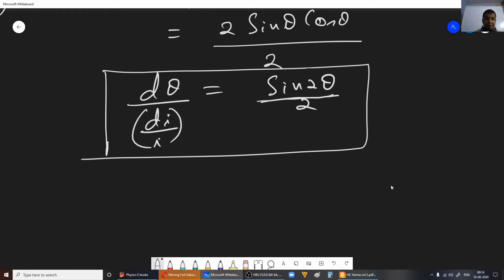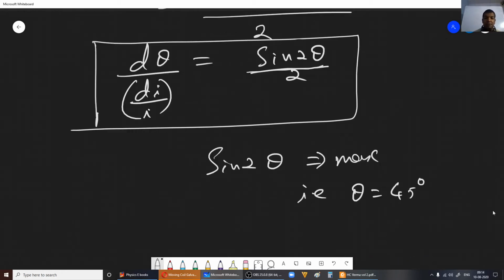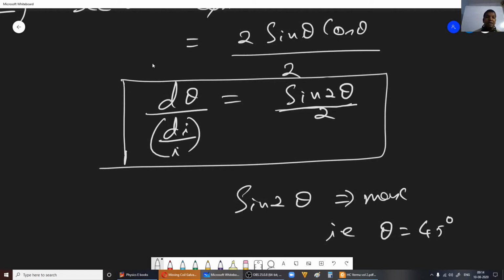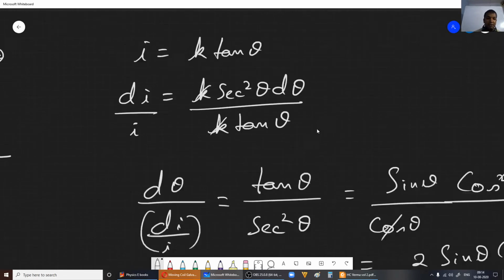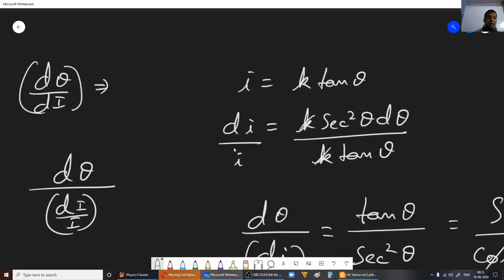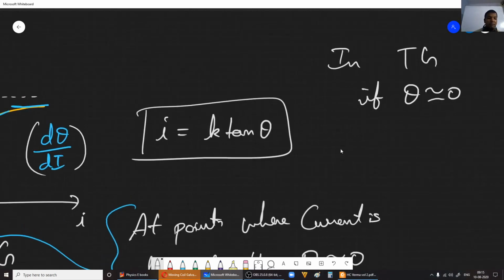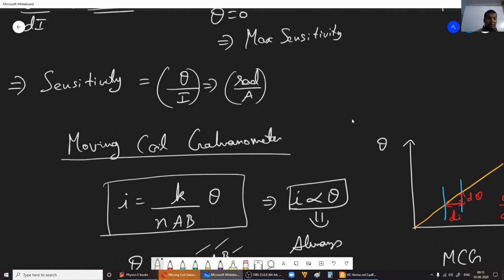Now here comes the basic way we define the maximum value. For this LHS to be maximum, sin 2 theta must be maximum, so that will happen when theta is 45 degrees. You need to understand how we define sensitivity in the first place. When you take d theta divided by di, we get it directly proportional to cos square theta, like described here.